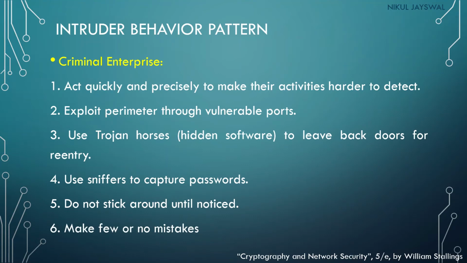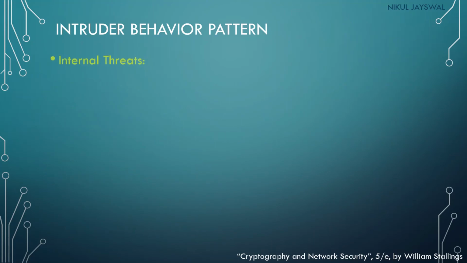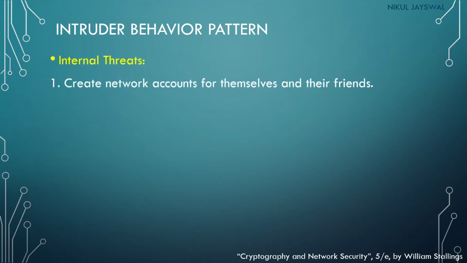So basically criminal enterprises make very few mistakes, or it may be possible there will be no mistake by the criminal enterprises. Next is the internal threats. So these are the behavior patterns of the internal threats, or insiders, of the organization.